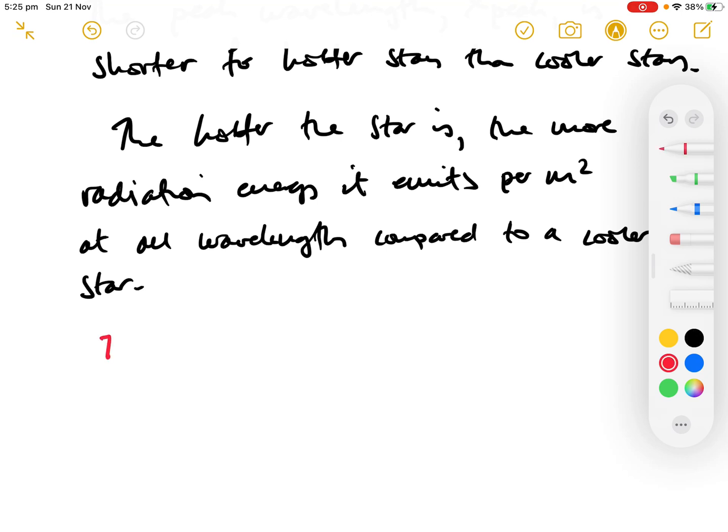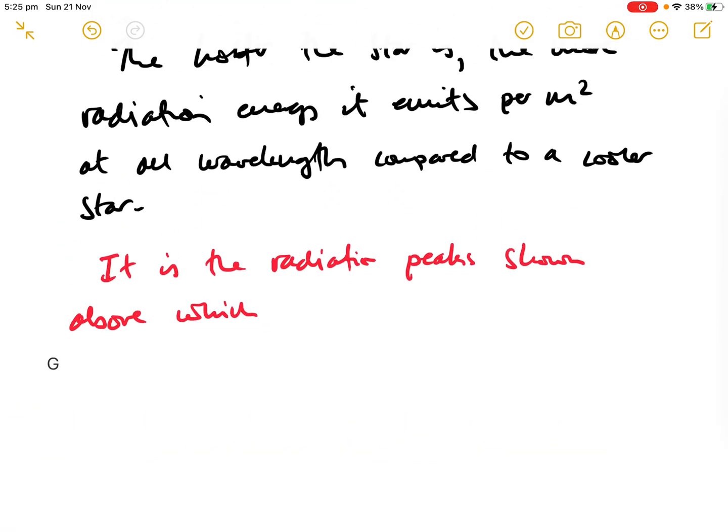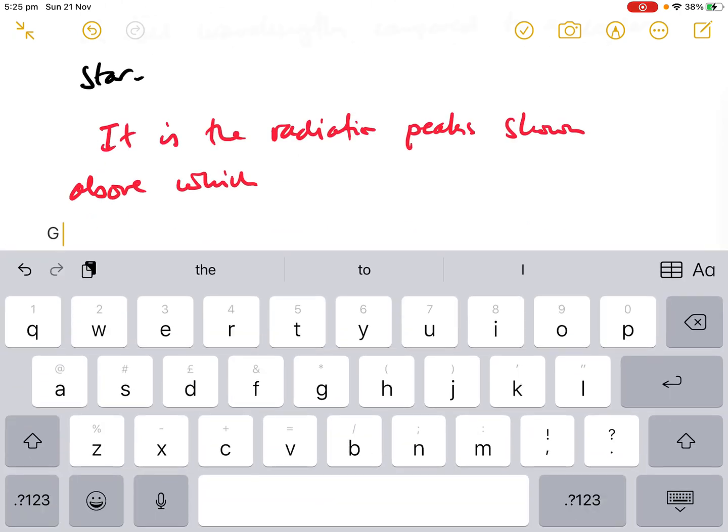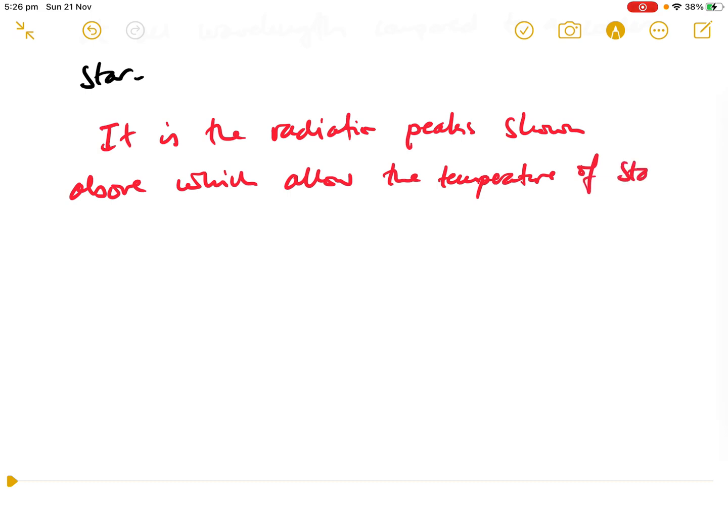And finally, it is the radiation peaks shown above, which allow the temperature of stars to be measured.